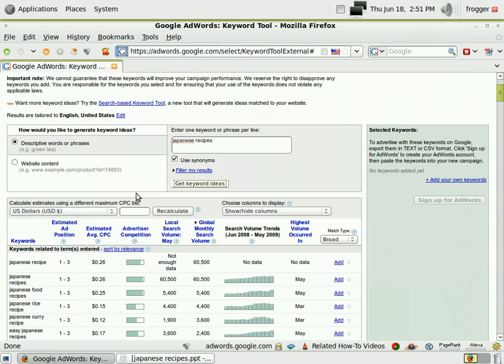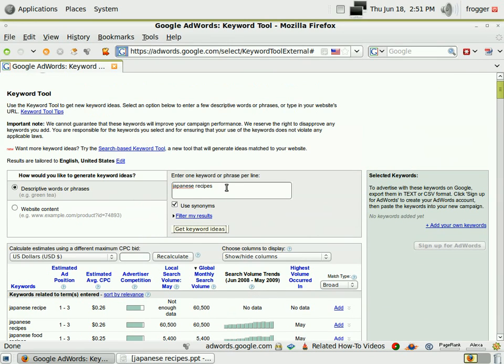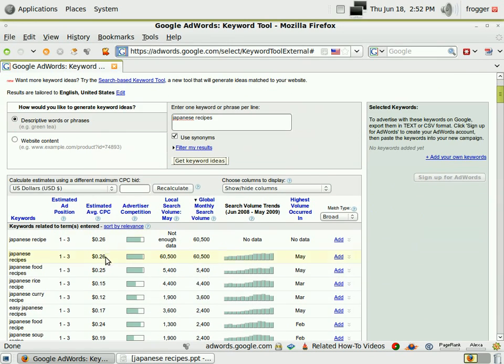So let's go back and just look at the traffic and cost and competition on some of these words. A Japanese recipe or recipes has 60,500 visitors a month. So if we're in the top position, we're not going to garner all 60,500, but we may get 70 to 80% of those visitors if we're in the top one position.